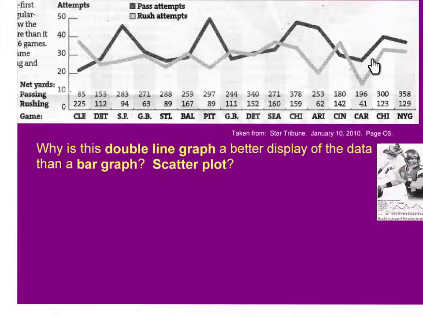So it gives the viewer a really good picture of, did they vary? It looks like they varied. And did they stay consistent? And when the passing was up, it looks like the rushing was down, and you can see that pattern. Where a bar graph would be more categories, and scatterplot again compares two sets of data, which this is, but scatterplot is more just doing a bunch of dots and looking for a pattern.